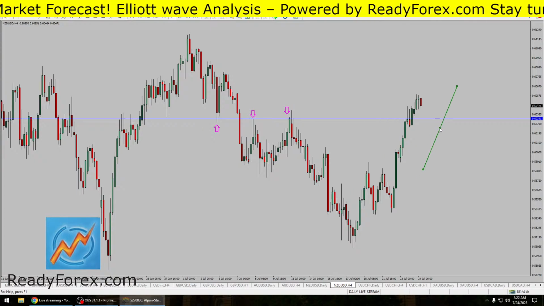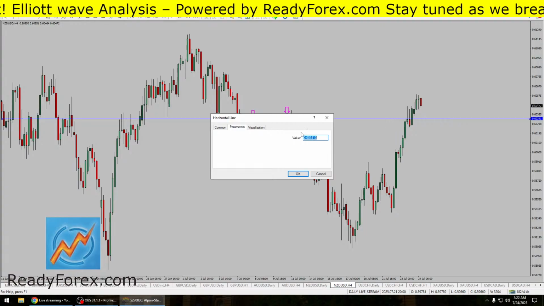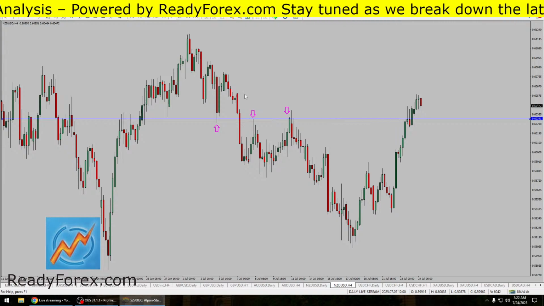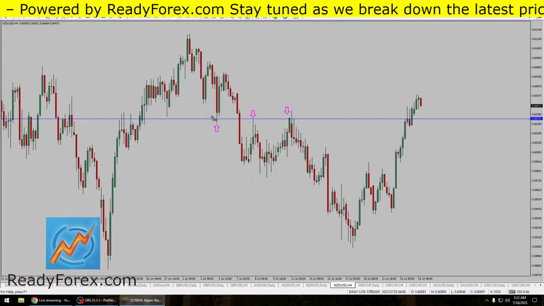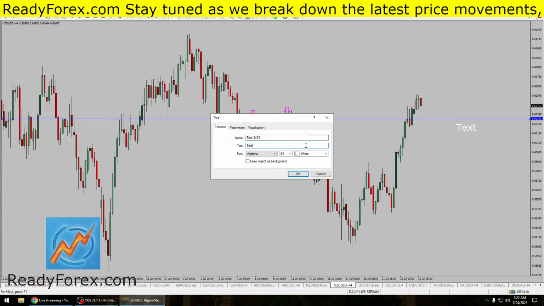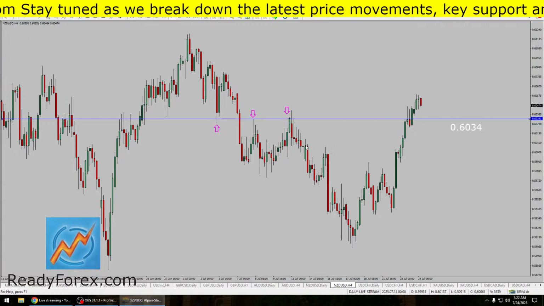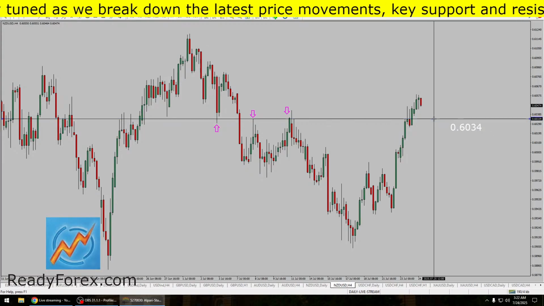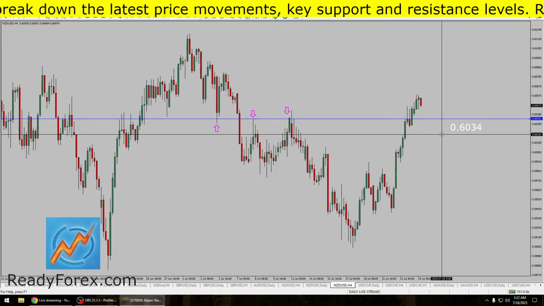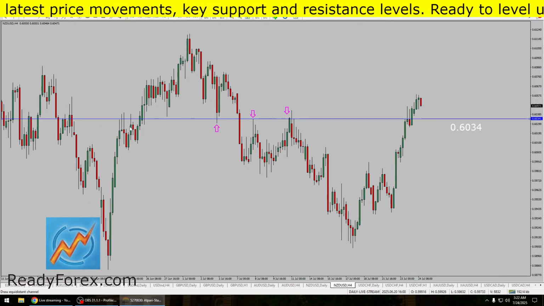So let me tell you the level. 0.6034, this is the level which is probably going to provide support. You can notice that the same level was acting as a resistance level before. So 0.6034, this is the area, and if market is going to break below this level, then we might consider a reanalysis. But for the time being, it's an uptrend inside NZDUSD currency pair.